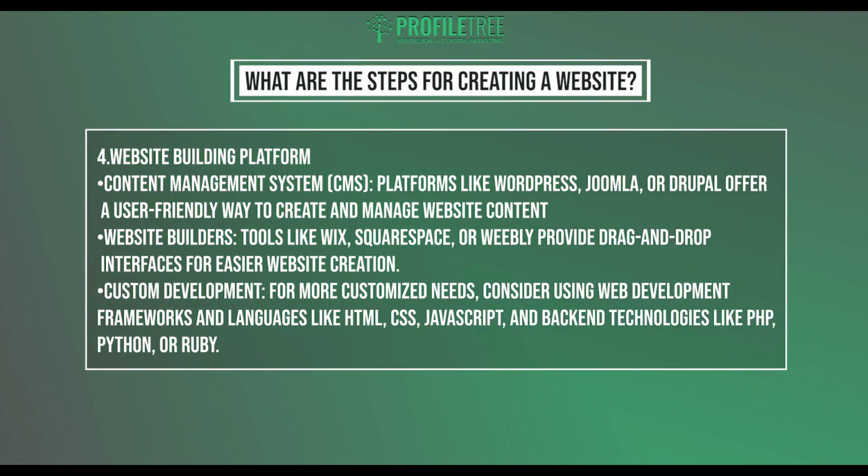Now for the fourth step, you need to think about the website building platform. So first could be a content management system. That could be platforms like WordPress, Joomla, or Drupal. Now these platforms offer a user-friendly way to create and manage website content. You also have website builders, and this could be the likes of Wix, Squarespace, Weebly, Shopify. There are several different website builders with drag and drop interfaces for easier website creation, and for the fact that it is online, that means that collaborative work will be easier as well.